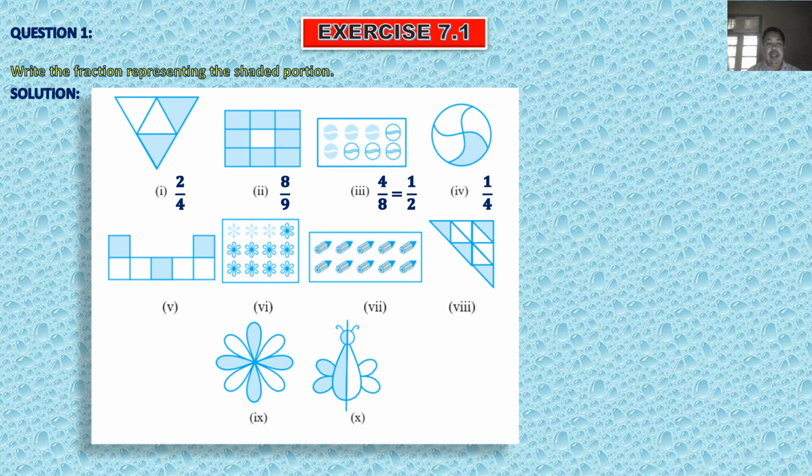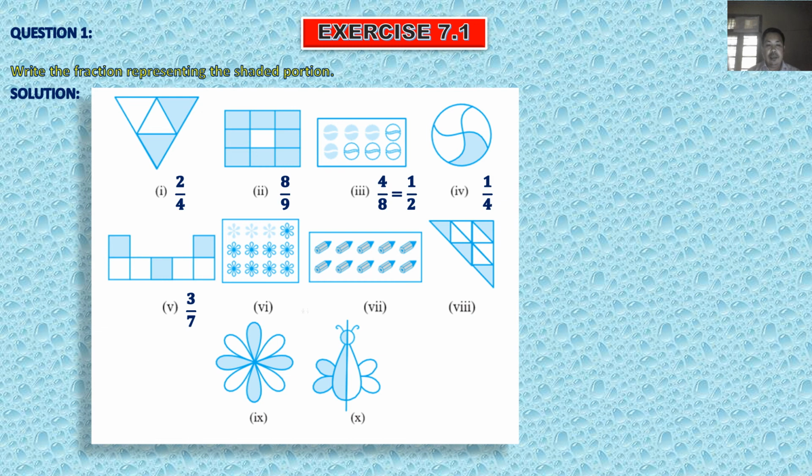Okay, the next, Roman number 5. In Roman number 5 you can see the figure is divided into 1 2 3 4 5 6 7 8 parts. So then 3 are shaded. That means, not 8 parts, it is 7 parts. Okay, this is 7 parts. So 3 parts are shaded, and the shaded portion represents 3 by 7, meaning 3 out of 7 have been shaded. So the fraction that will represent the figure will be 3 by 7.